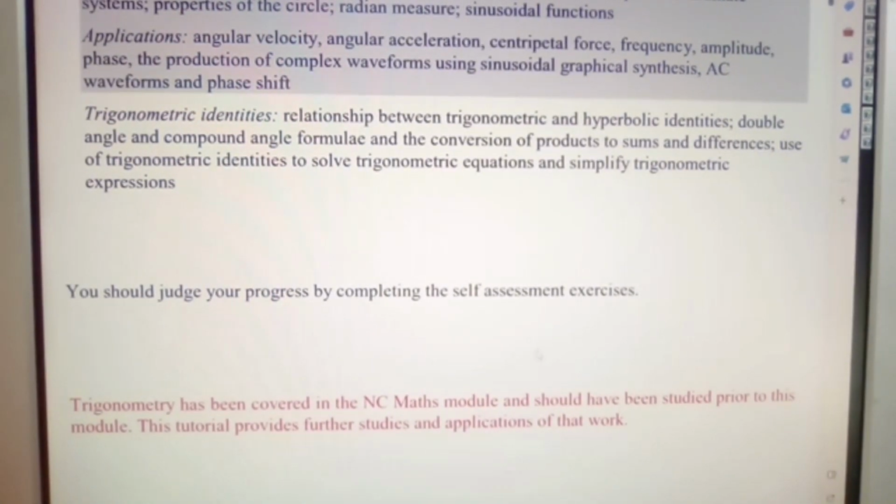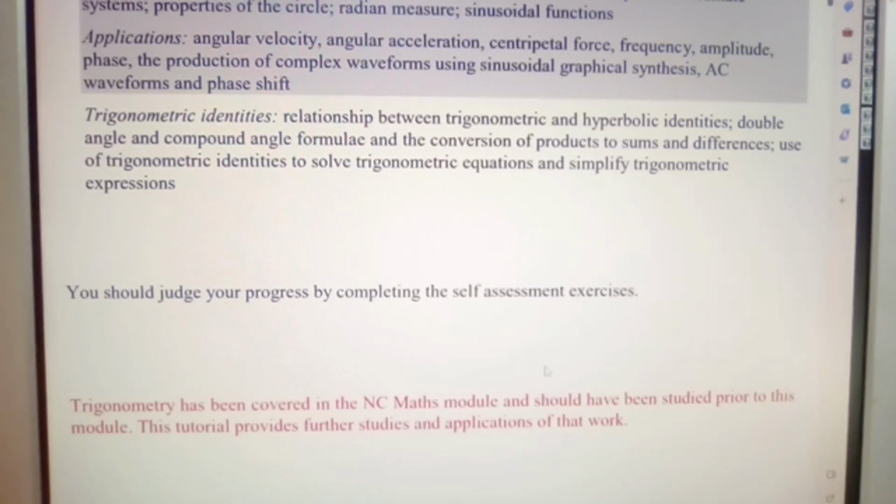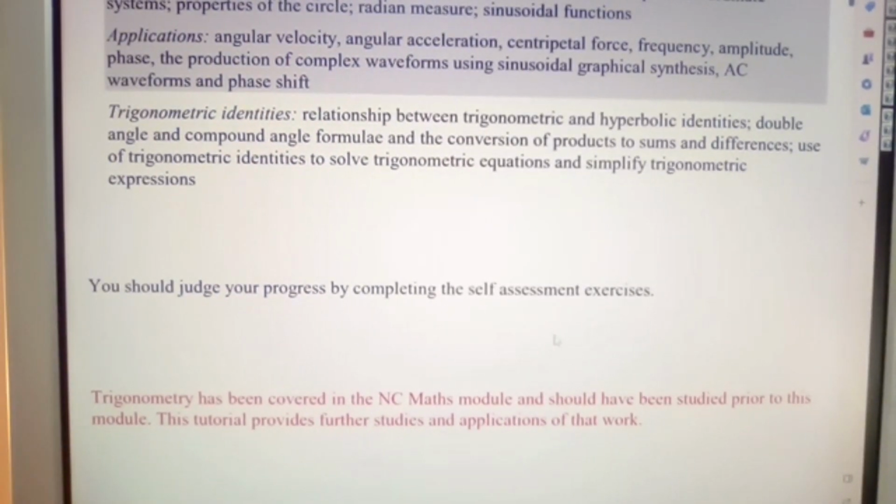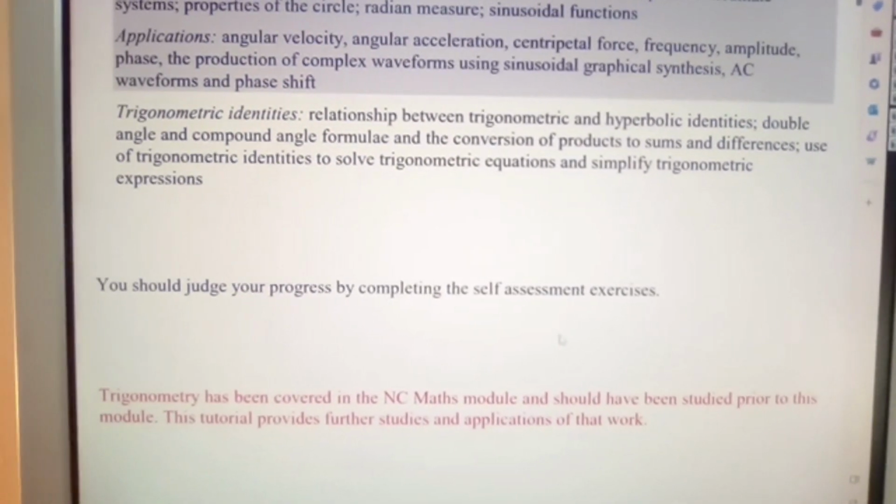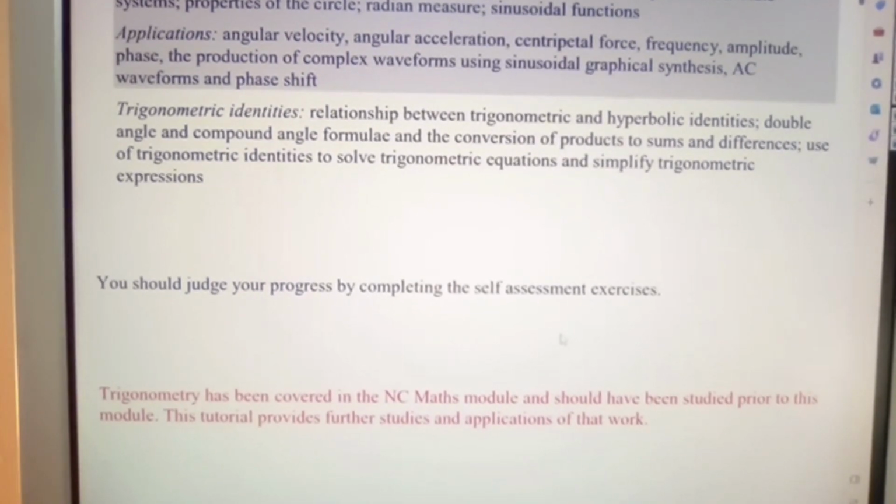You should judge your progress by completing the self-assessment exercises. That is important for you to be doing for yourselves. Look at the exercises. Do them, write them out.